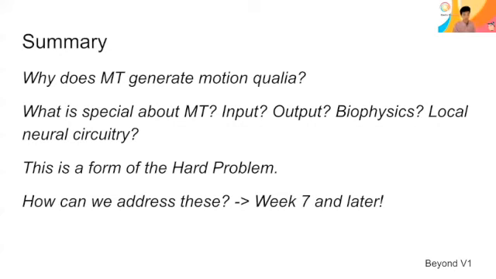However, I think we can make a lot of progress around this now that we know that MT is likely generating the motion qualia. Addressing this is the general theme after week 7, and especially weeks 9, 10, 11, 12. Okay, that's it.